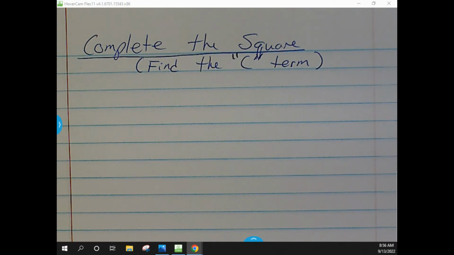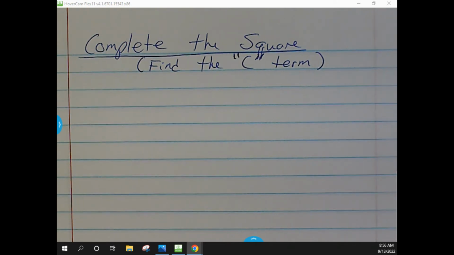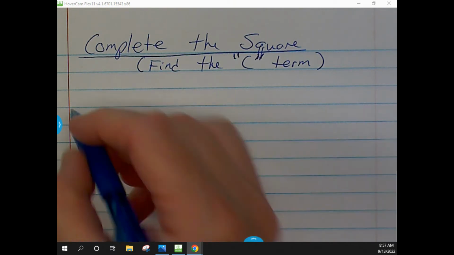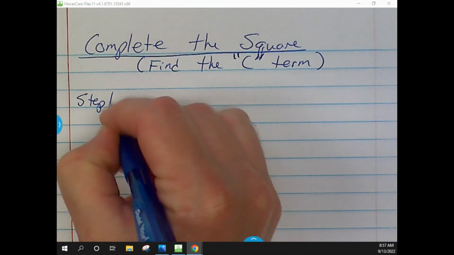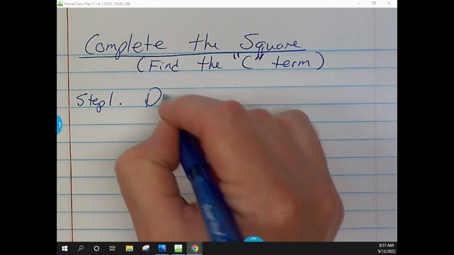Okay, so if they ask you to find the missing term for this, then here's all you're going to do. Again, it's not too complicated for this one. It's basically 2 steps. Step 1 is you're going to divide the B term by 2.